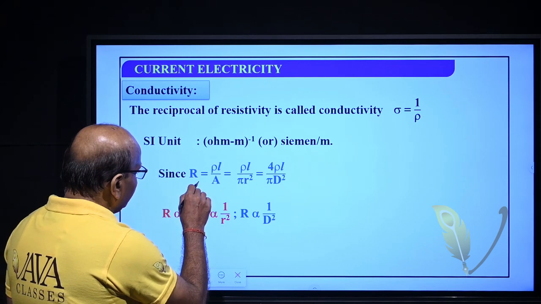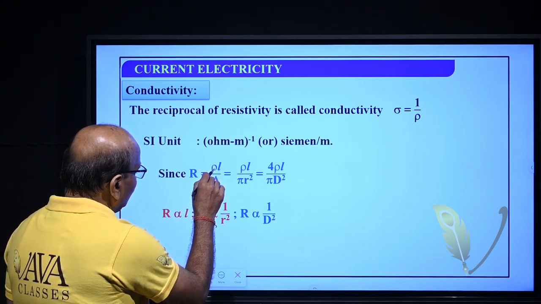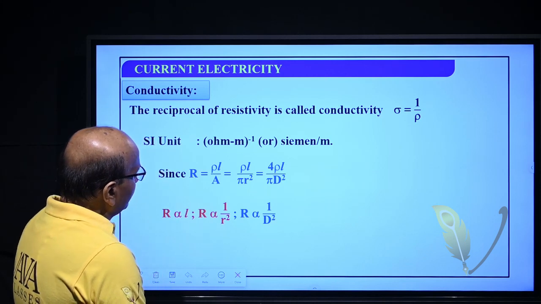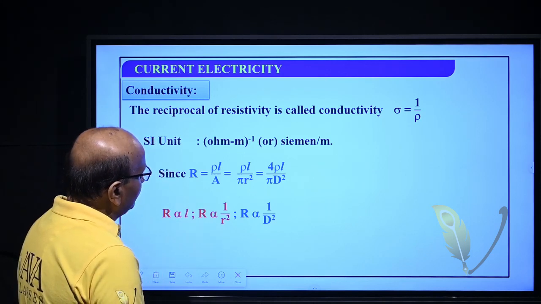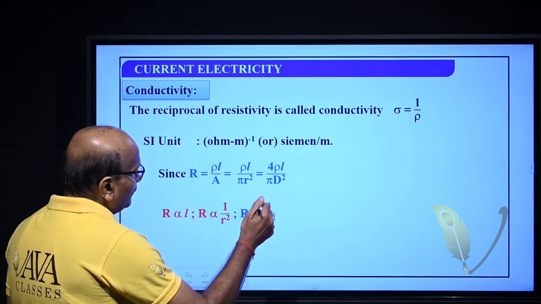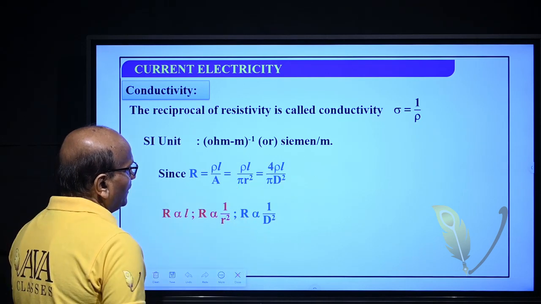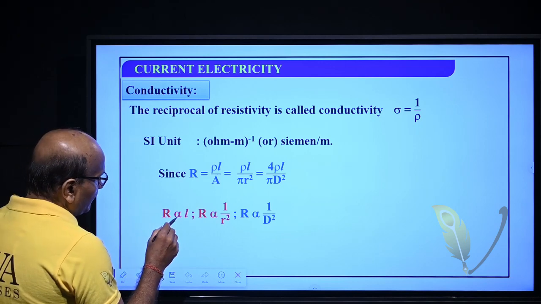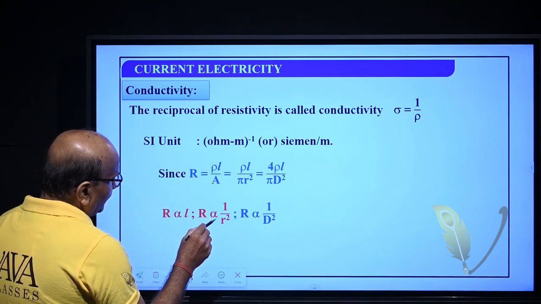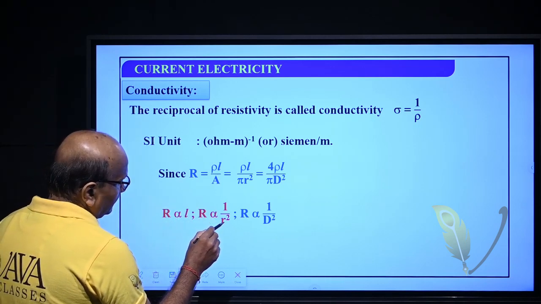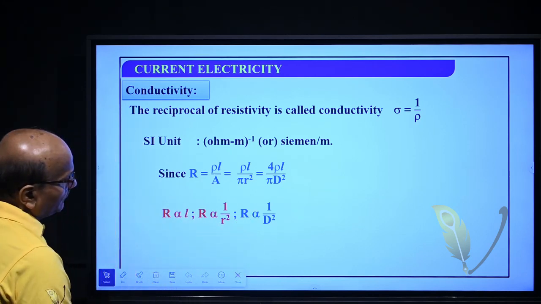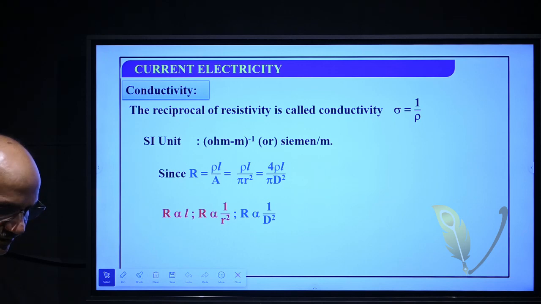So resistance is equal to rho L by A. A is the area of cross section of the conductor, equal to pi r square or pi d square by 4, and pi d square by 4 goes to the denominator. Therefore, we can write R is directly proportional to L, inversely proportional to the square of the radius of the wire, and inversely proportional to the square of the diameter of the wire.